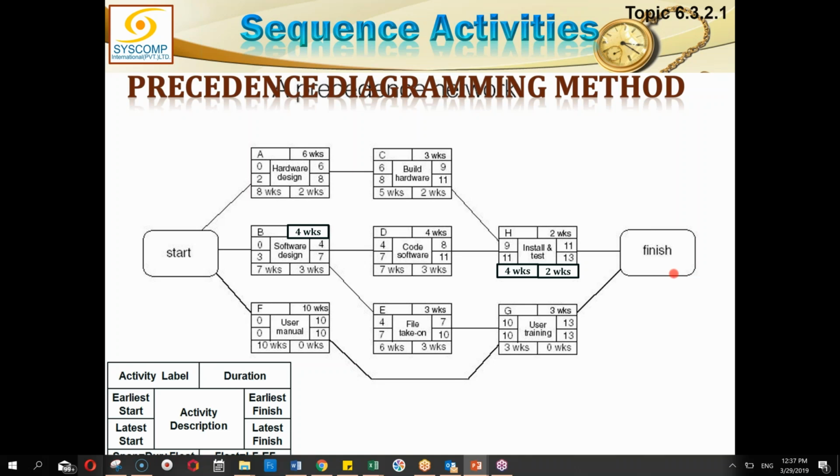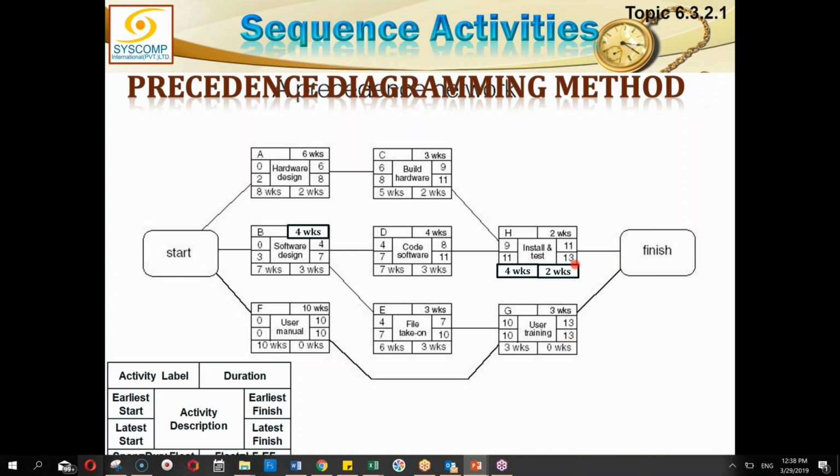Now, when I know this project is going to take 13 weeks, from 13 weeks I will start traveling backwards. I will calculate everything backwards and find the dates of latest start and latest finish. So it is called the backward pass. The first thing from the finish that comes is the latest finish of H and the latest finish of G. Because I know this project is 13 weeks long, I'll put 13 in H and 13 in the latest finish of G. And I will start subtracting.